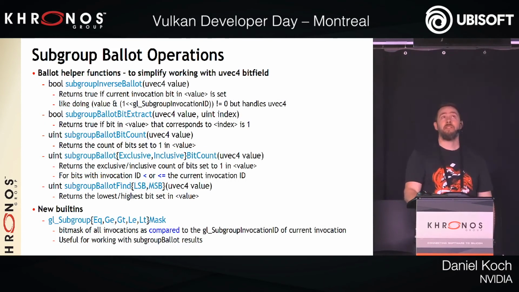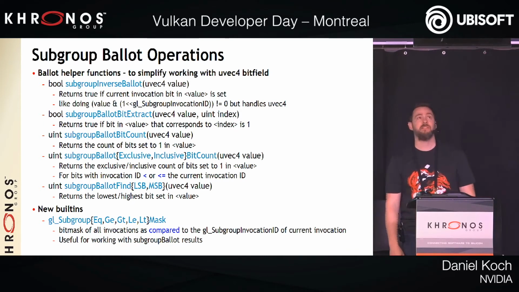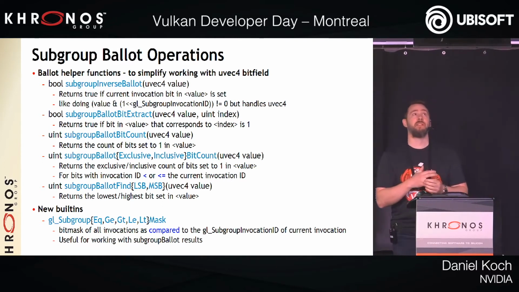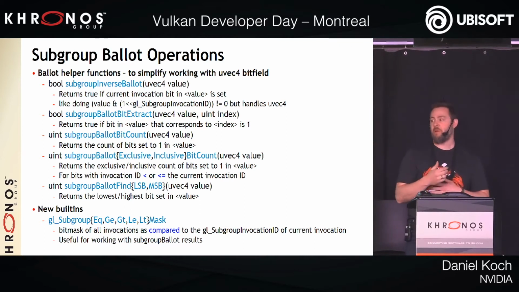So as I mentioned, there's some helper functions to simplify working with the UVec4 bit field, because a lot of the built-in functions that we have in the shading languages don't operate across bit extraction and so forth, they only operate on one component. So to simplify working with a UVec4, we have a number of built-ins that help you, and they can also be optimized on an implementation because the implementation knows exactly how many invocations it's going to be running at once. So if you wanted to write generic code, you'd have to look at all 4 vector components, whereas the implementation built-ins may only look at 1 or 2 of them.